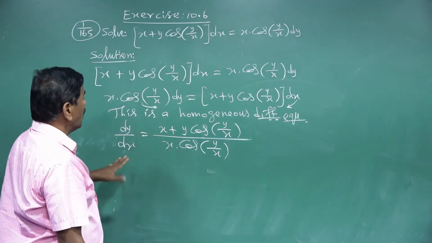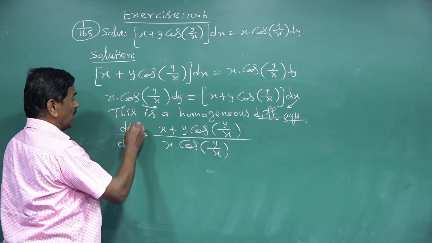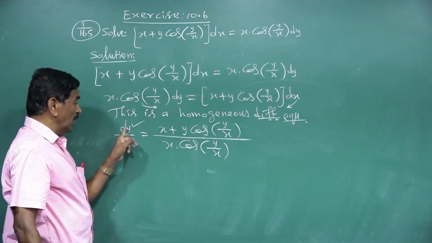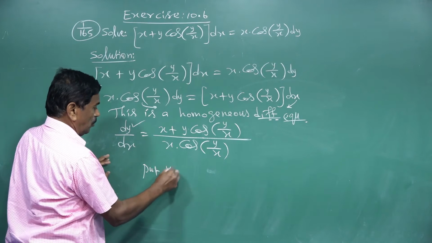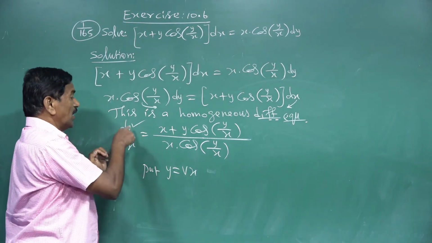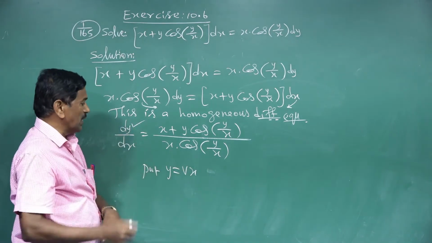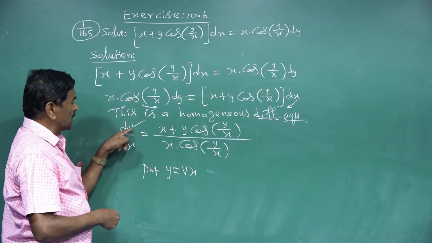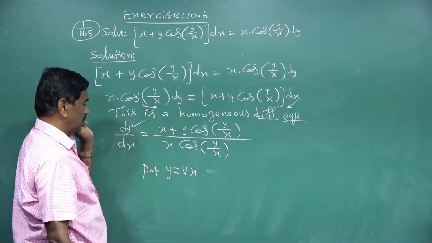That's all. And now, for a homogeneous differential equation, here the differential of y means put y equal to vx. That's all. Put y is equal to vx. Suppose dx by dy, here the numerator dx means put x equal to vy. That's all. That is the technique. Again, listen, here the differential of y, therefore put y is equal to vx.